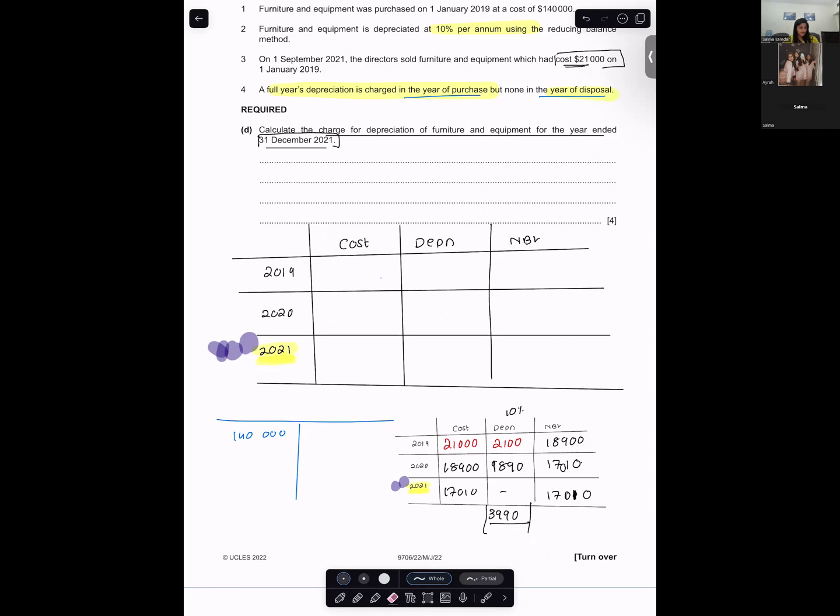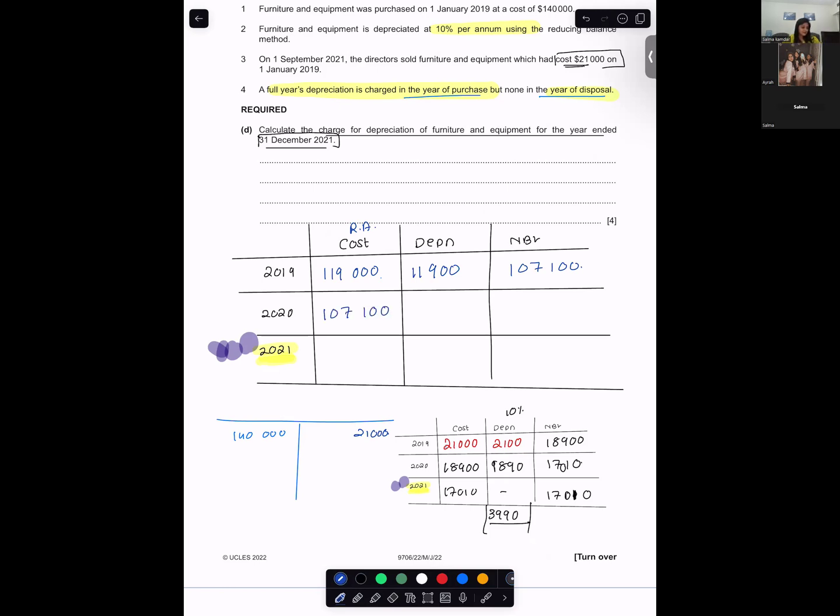1,40,000 is the cost of your total assets. 21,000 is the cost of your assets sold. 119,000 is the cost of your remaining assets. Come on, give me. So you want me to do 10%? Okay, so it will be 11,900. Got it.